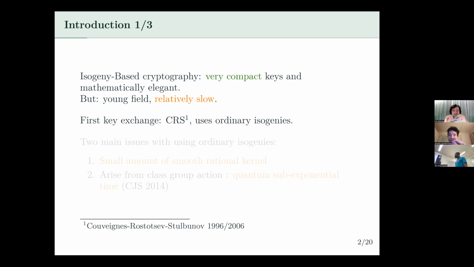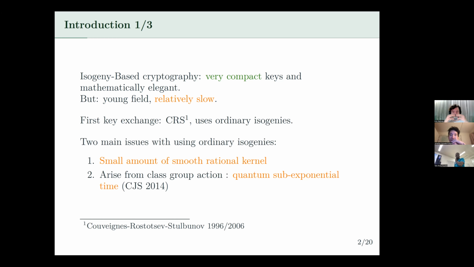The first key exchange in isogeny-based cryptography was the Couveignes-Rostovtsev-Stolbunov scheme, which uses ordinary isogenies. This scheme has two main drawbacks. The first is that on ordinary curves you only have a small amount of smooth torsion, so you cannot build ordinary curves for which you are assured that the group order will be smooth. The second problem is that for ordinary isogenies, there is an underlying class group action that you use to compute the isogenies.